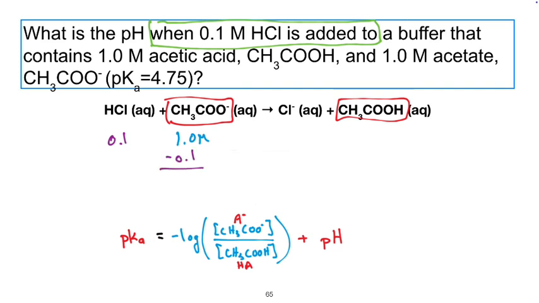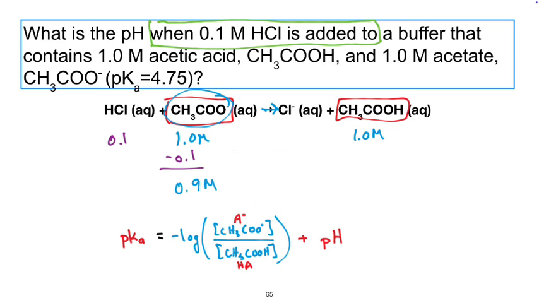It's a strong acid, which means my initial concentration of acetate is not 1 molar, it's going to be 0.9 molar. Where did that extra 0.1 molar acetate go? Where did that carbon go? Did that just disappear? We just took that one, destruction. Where did the carbon go? It went through a chemical reaction.